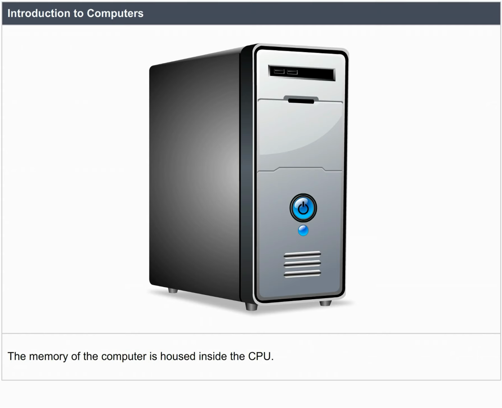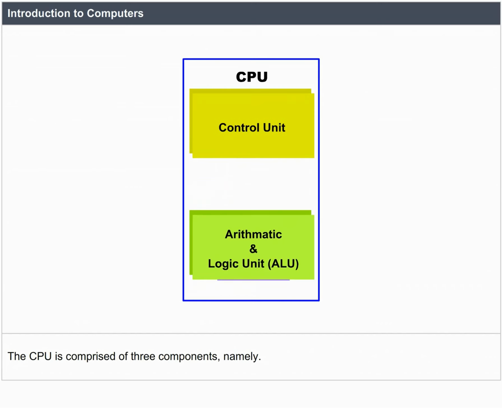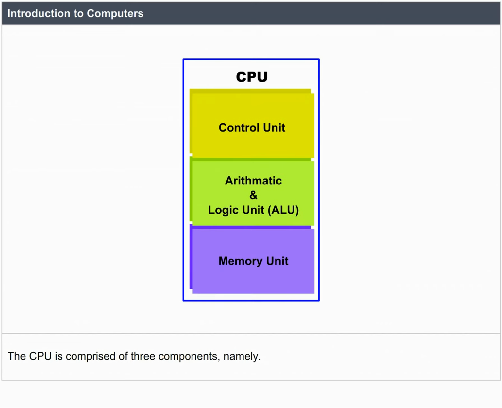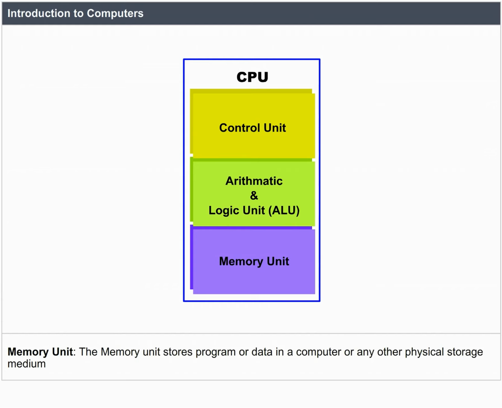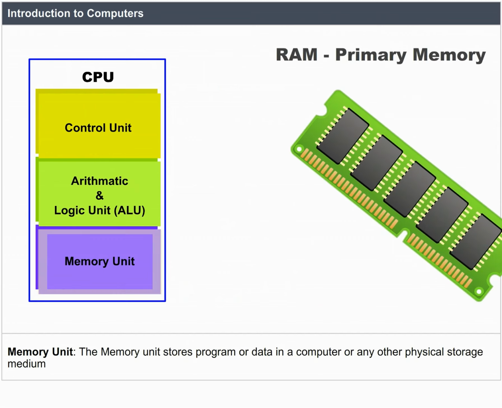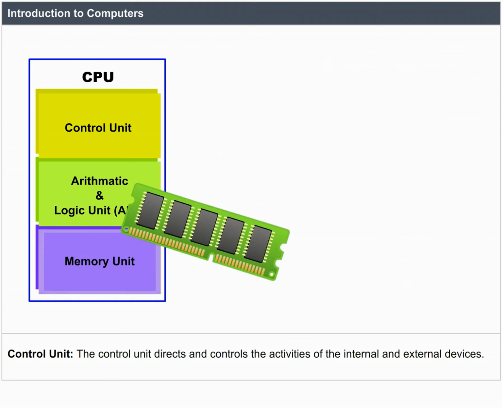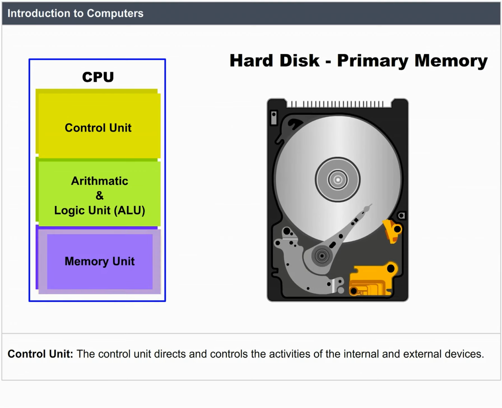The memory of the computer is housed inside the CPU. The CPU comprises three components, namely memory unit, control unit, and arithmetic and logic unit. Memory unit. The memory unit stores programs or data in a computer or any other physical storage medium. Control unit. The control unit directs and controls the activities of the internal and external devices.